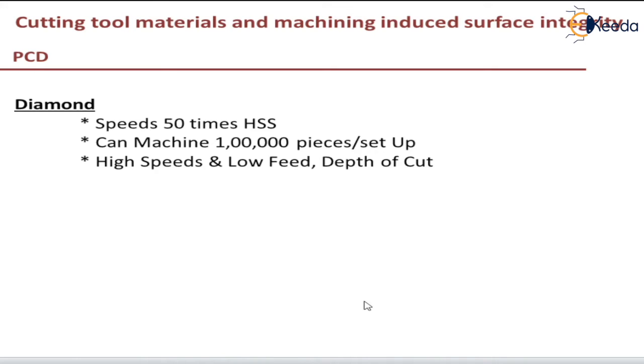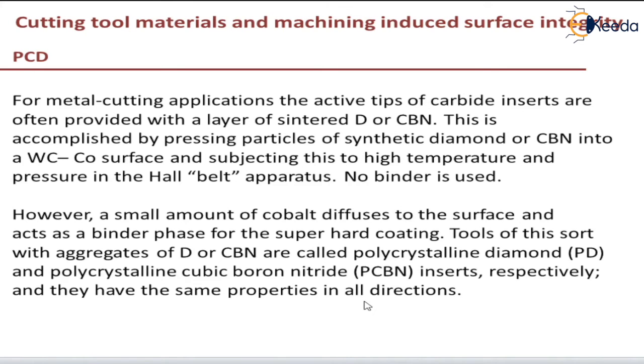If it has to be used for metal cutting applications, the active tips of carbide inserts are often provided with a layer of sintered diamond or CBN. So the carbide insert should have a layer of diamond or CBN. This is obtained by pressing particles of synthetic diamond or CBN into a tungsten carbide or tungsten carbide-cobalt surface and subjecting it to high temperature, as explained in the previous video for synthetic diamond. The same apparatus, a belt apparatus, is used for this also.